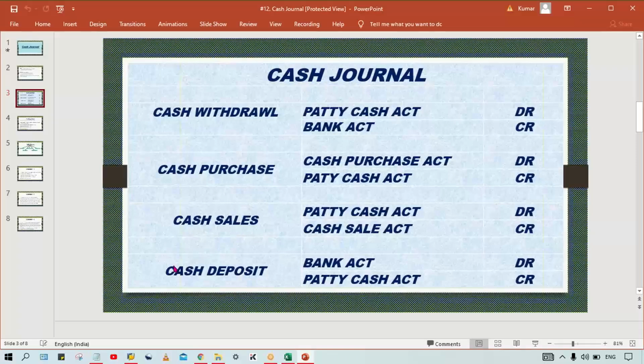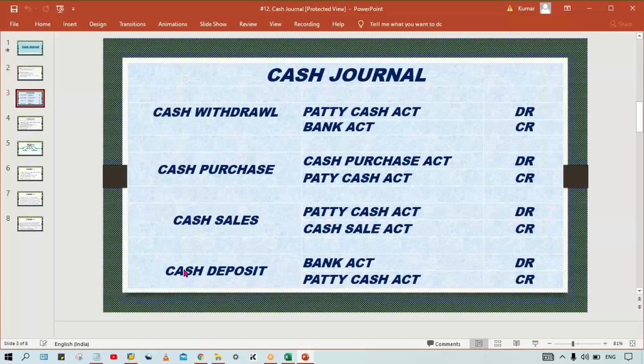Now, the next one is cash deposit. There might be chances that when a surplus amount, like more than 20K, is there, that is going to be deposited into the bank account. So that is cash deposit. Even this transaction may take place. In that case, your bank account is going to be debited, right? The petty cash account is going to be credited. So these are the four major transactions which take place.